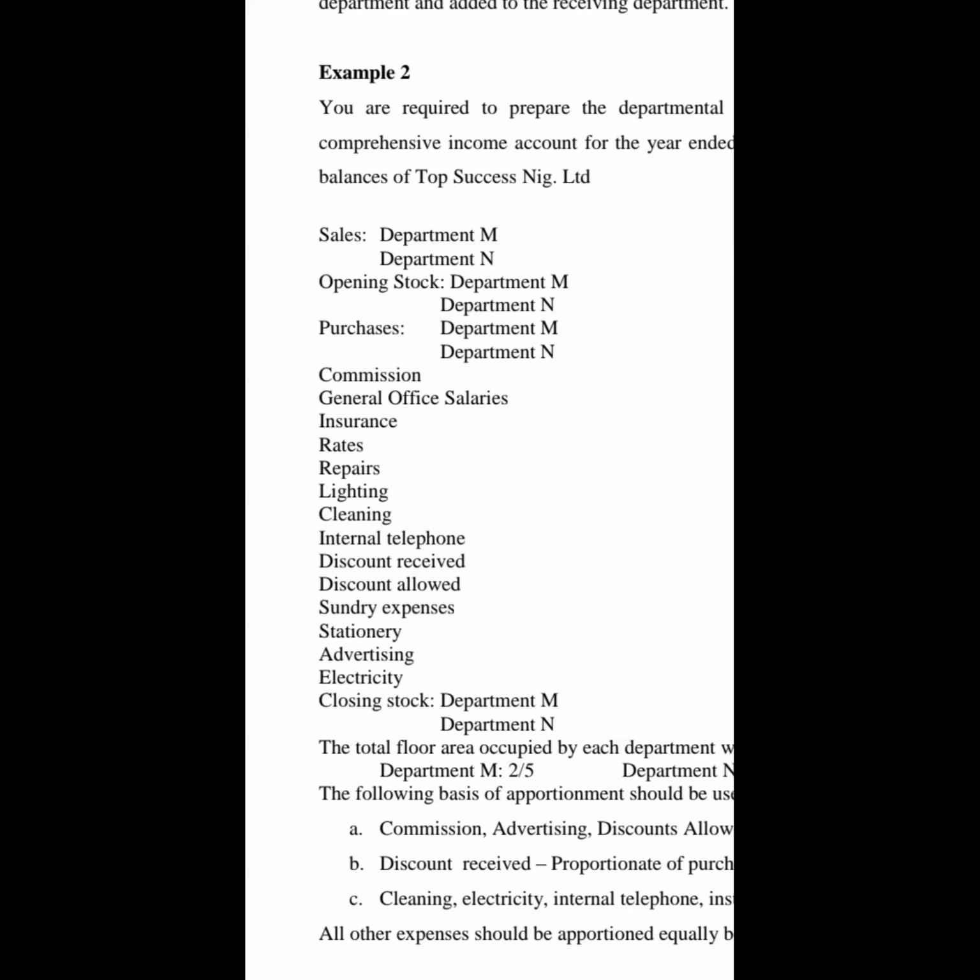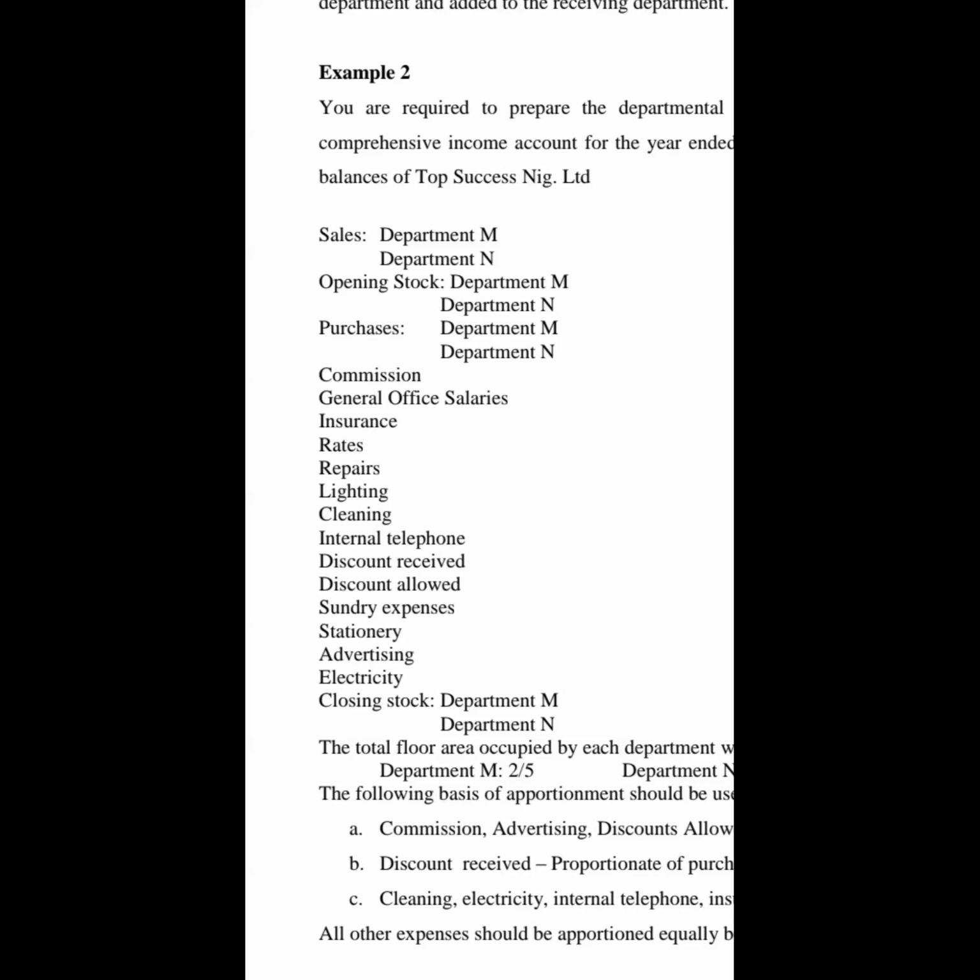After lighting, we have cleaning. I think we've done cleaning. Yes. What about internal telephone? We've done it. Discount allowed, we've done it. Sundry receipts, we've done it. So sundry expenses now. We've not done sundry expenses. So sundry expenses for department M is 1/2 times, what is the value there? 140, which gives us 70. The same thing with department N, 1/2 times 140 equals 70. We also have note 14 now. After sundry expenses, we have stationery.